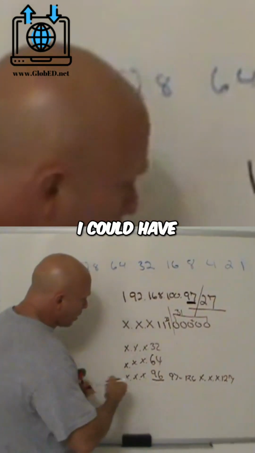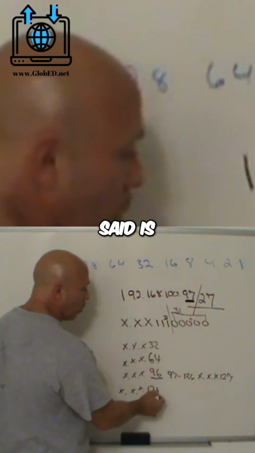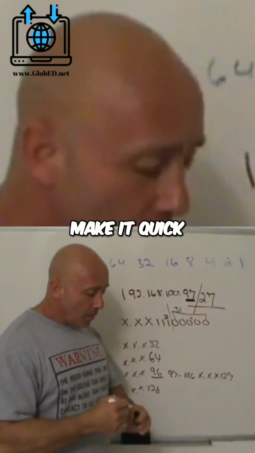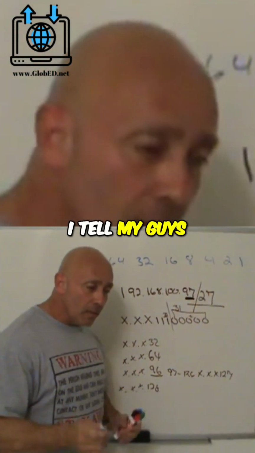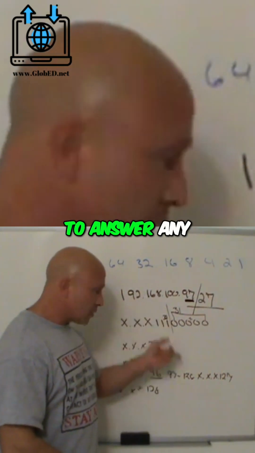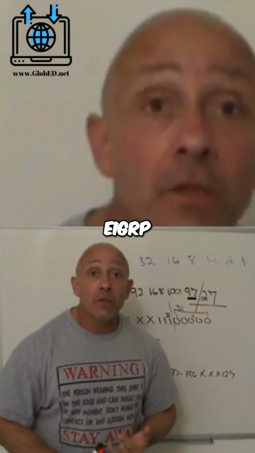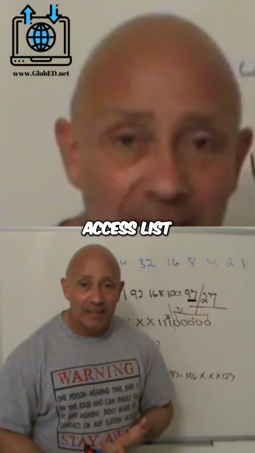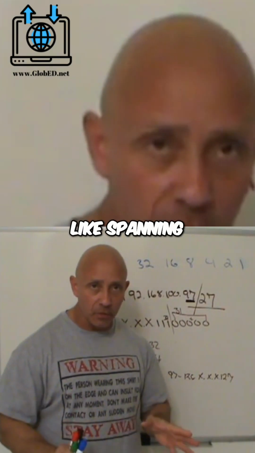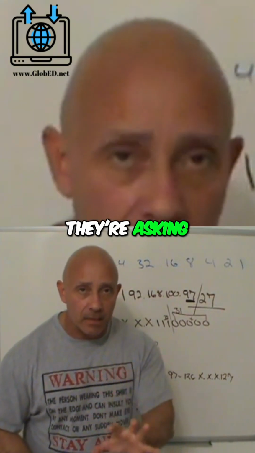You could have gone over. I could have gone all the way to 128, and instead of adding 96 and 31, I could say 128 minus 1 is 127. It depends how you want to do it. But you got to make it quick, because when you take that certification, I tell my guys, you got 30 seconds or less to answer any IP addressing question. Because where you want to focus is EIGRP, NAT, access lists, switch questions like spanning tree. This is where you need to slow down and focus on what they're asking you.